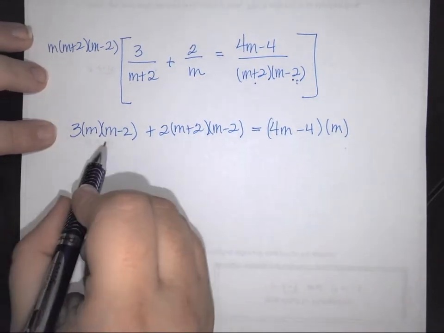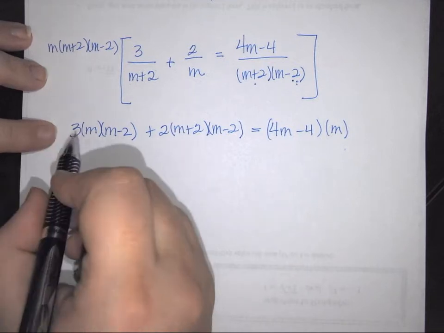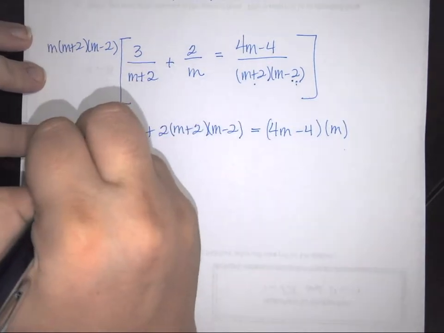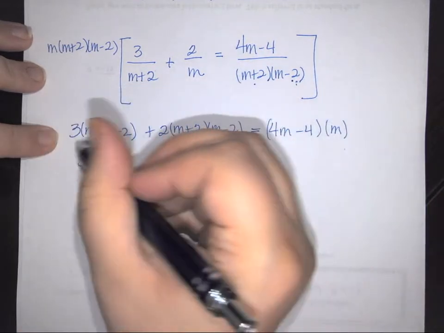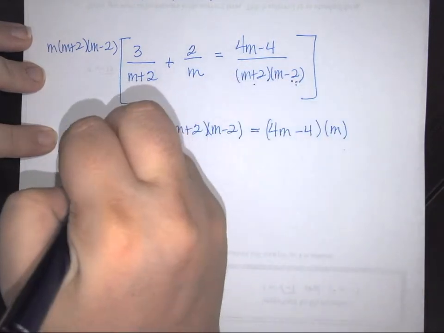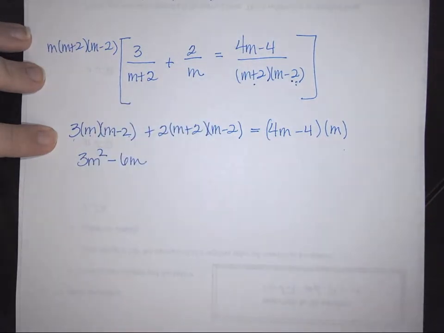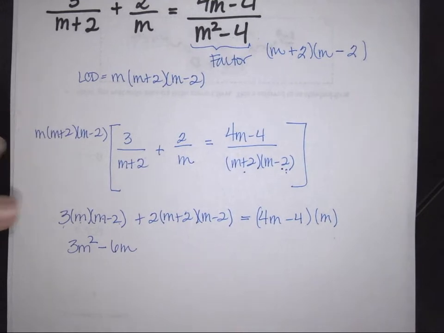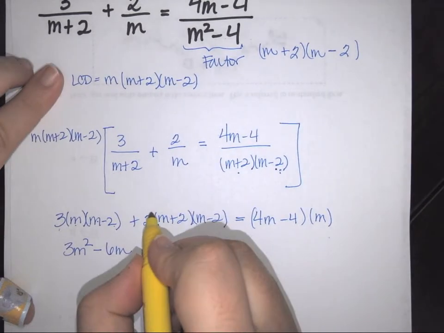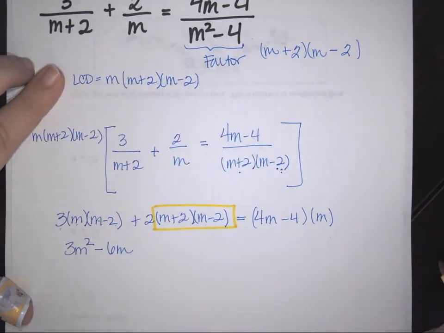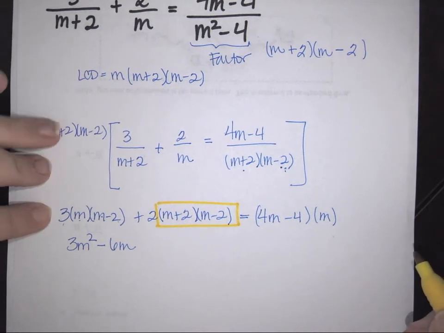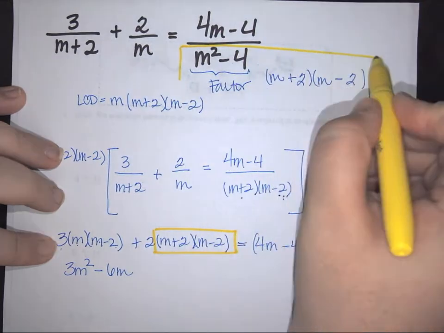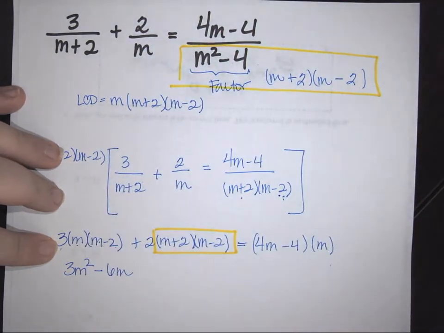To do that means I have to start combining everything back together. So I have 3m times m gives me a 3m squared. 3m times negative 2 is a negative 6m. Now, the other thing that I have here is this m plus 2 part. Now, normally you would have to FOIL that together. However, if you paid attention, we already did that. We actually did it in the very beginning.